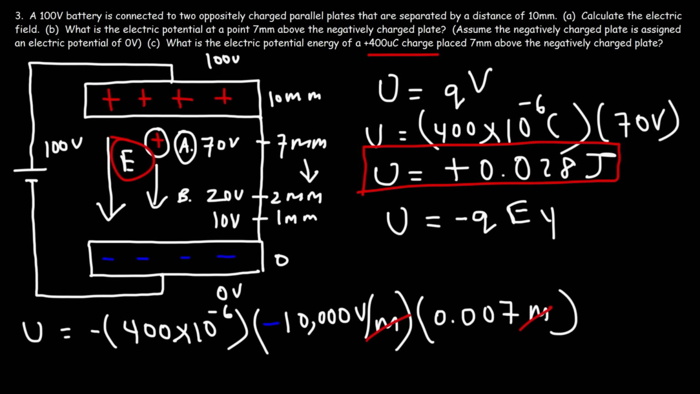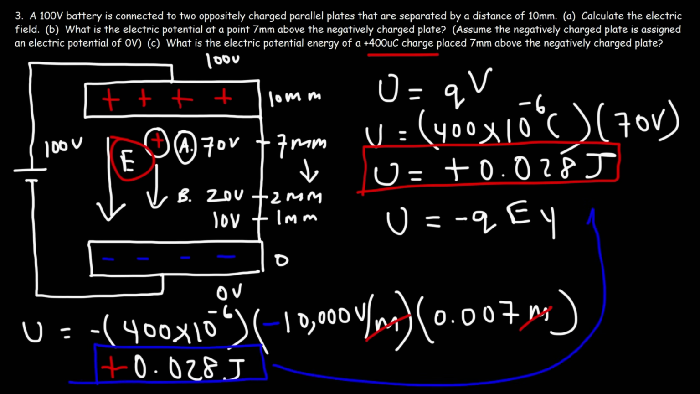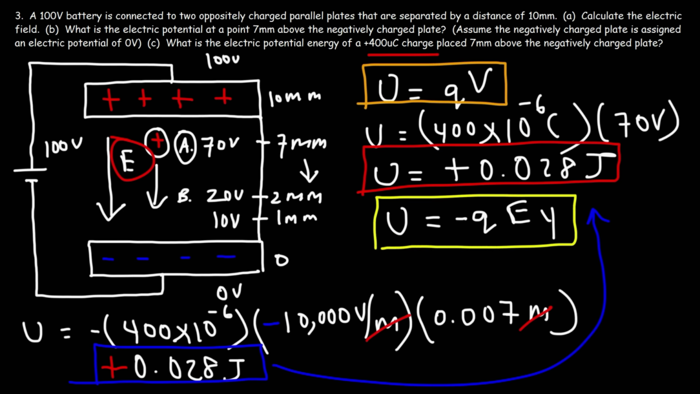And this gives you the same answer, positive 0.028 joules. So both formulas work. So now you have two ways in which you can calculate the electric potential energy above some reference point. It's equal to the charge times the electric potential, and it's also equal to the charge times the electric field times the height with a negative sign.